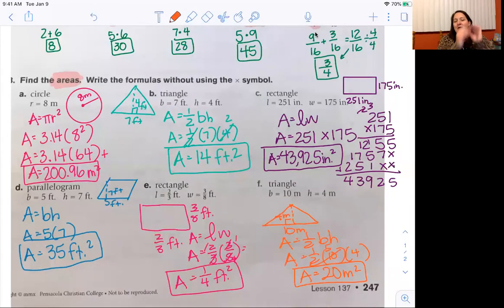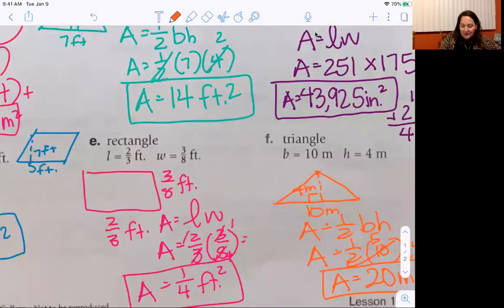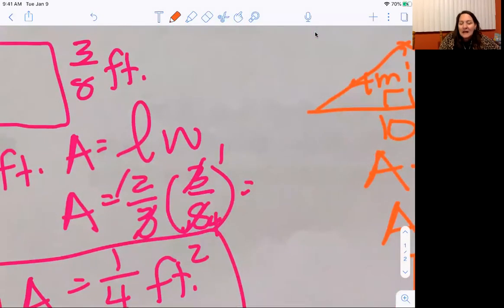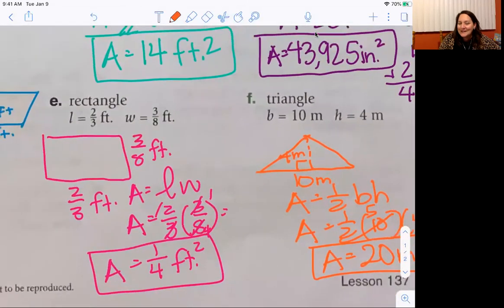Letter E, I have a rectangle, and don't let the fractions scare you. We have a length of 2/3 feet and a width of 3/8 of a foot. When we have a rectangle, we have area equals length times width, and then we have area equals 2/3 times 3/8, which is, and I can do all my canceling. If you could see, I did some canceling here, and I get 1/4 of a foot squared, okay?